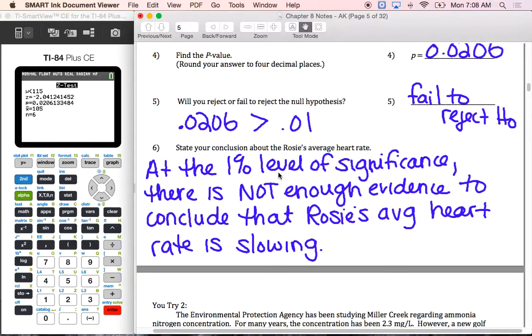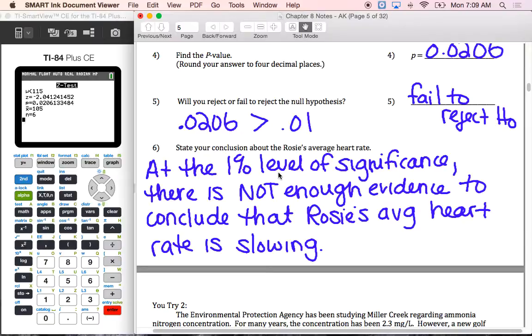And yes, you need to make sure you write out your sentence. I need to know what's the level of significance. I need to know, is there enough evidence or not enough evidence? And then to conclude what? What were we talking about in the problem? Now, if we rejected the null, we would just not put the not in the sentence. So it'd be the exact same sentence, just erase the not part. So you write the same sentence, except one has the not in it, one doesn't.